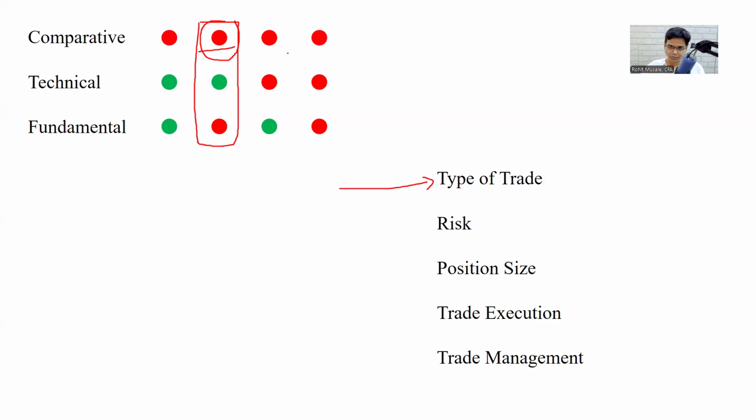Okay. So risk is very high. Type of trade is going to be swing, potential swing, not swing. Okay. Potential swing. Position size has to be small. Trade execution, well, you have to micromanage the trade. If it drops one tick below your yellow line, you should be out of the stock.